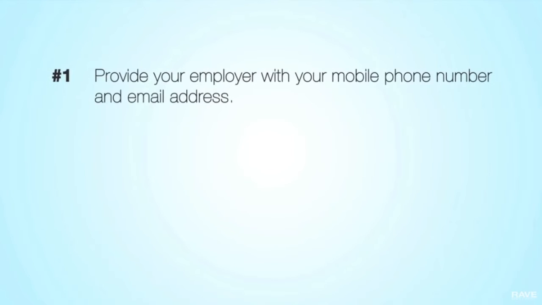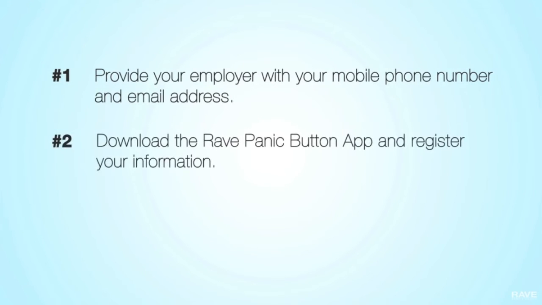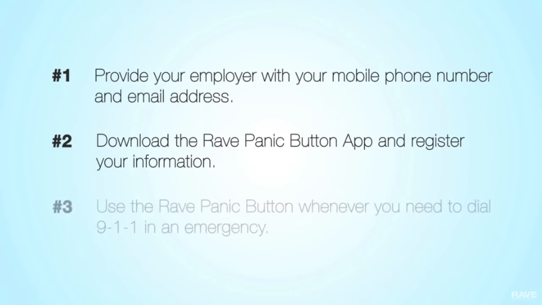Now that we've discussed how the Panic Button app can help in an emergency, what are the next steps? Number 1, ensure your employer has your mobile phone number and email address so you will be authorized to register with the app. Number 2, download the Rave Panic Button app, then register your information. Number 3, in the event of an emergency, use the Rave Panic Button app to be connected to 911 and automatically notify others on campus.